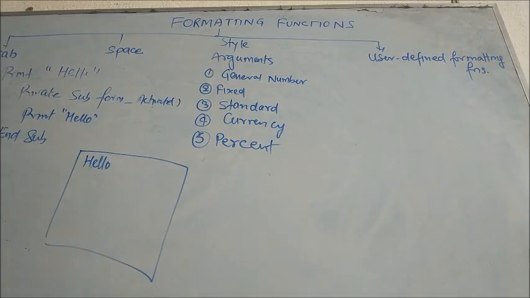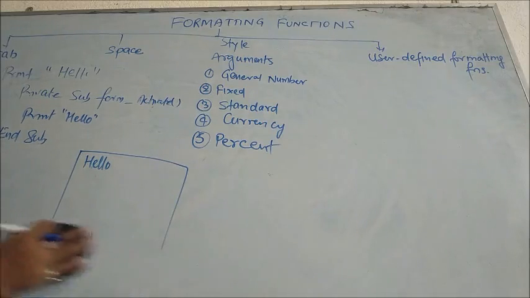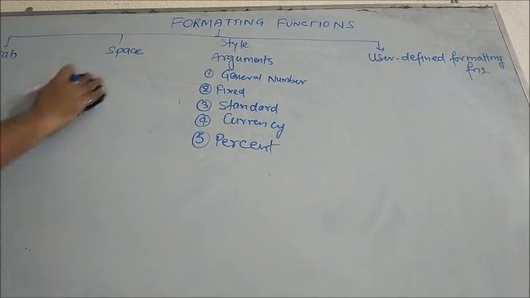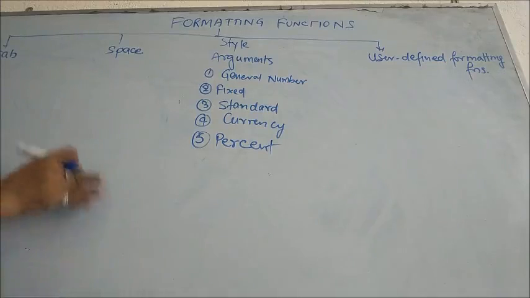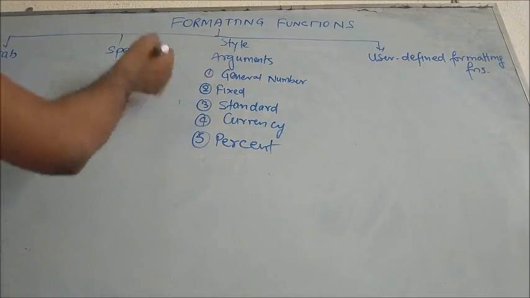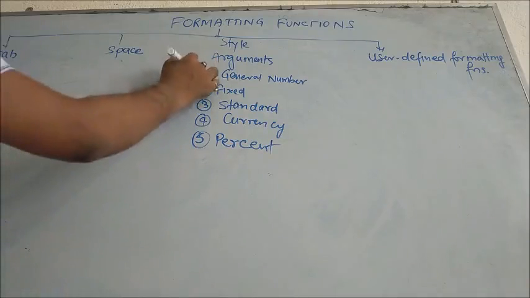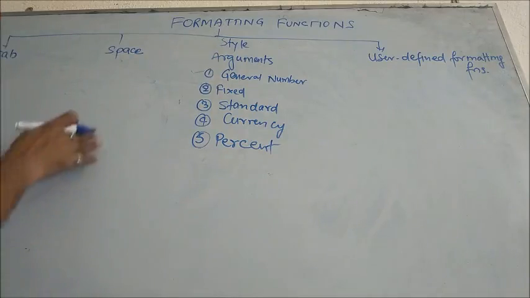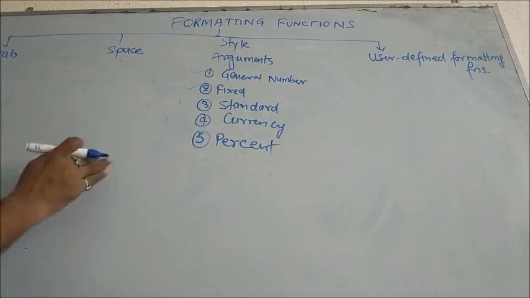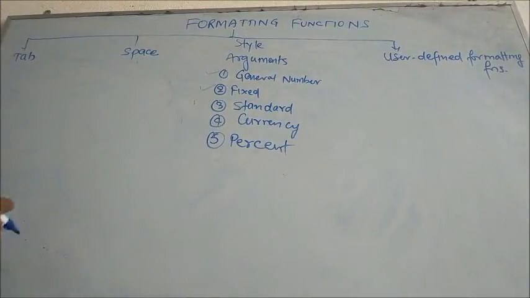Before discussing all these things, first we will discuss the tab function, what it means and how it is used. After that we will learn about the space function, how it is used, and the basic difference between the tab function and the space function. After that, we will use different types of arguments, such as the style arguments. Style arguments are basically of five types: general number, how a number is represented, just like the example I showed you earlier, we will use it in the same way; fixed point, standard, currency, and percentage. Okay, fine.